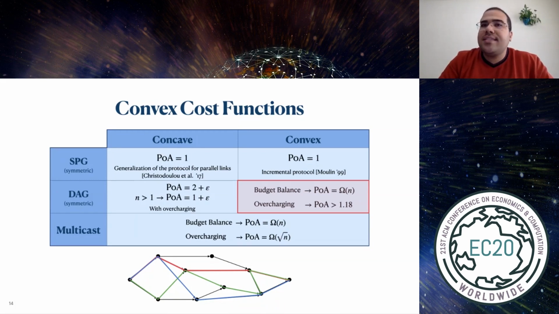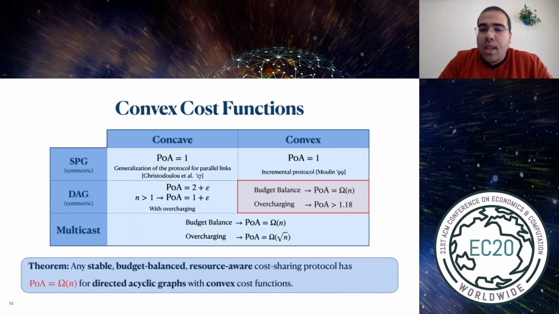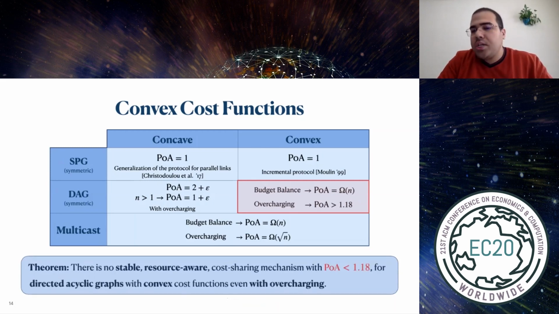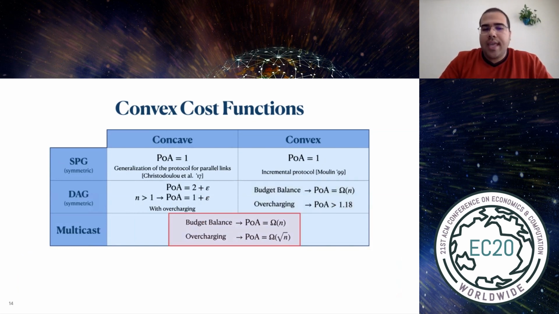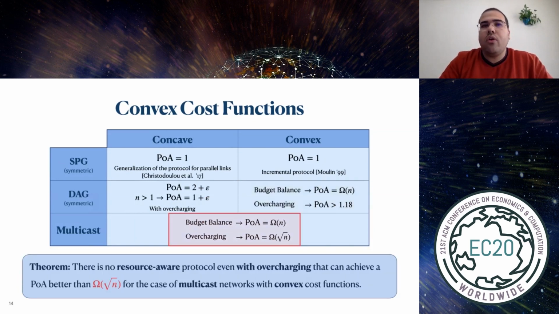We proved that any stable budget balance and resource-aware protocol has price of anarchy of omega of n for DAGs with convex cost functions. And even with the use of overcharging, we cannot have protocols with price of anarchy of 1. We have the lower bound of 1.18 here for DAGs with convex cost functions, even with overcharging. And for the case of multicast game, we proved that even with the use of overcharging, we cannot have protocols with price of anarchy better than omega of the square root of n.